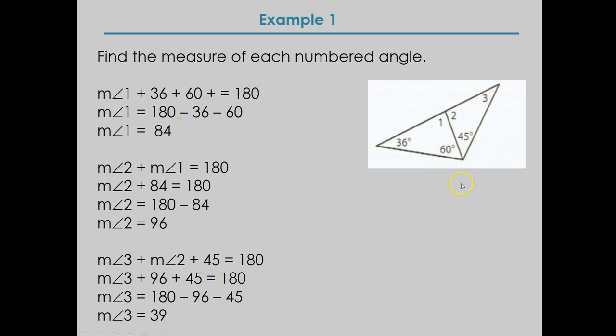There are different ways that you can do this. There would be different methods. You could also use the larger triangle to start. You have 36 degrees here, and you have 105 degrees there. You could subtract those from 180 and solve for angle 3.